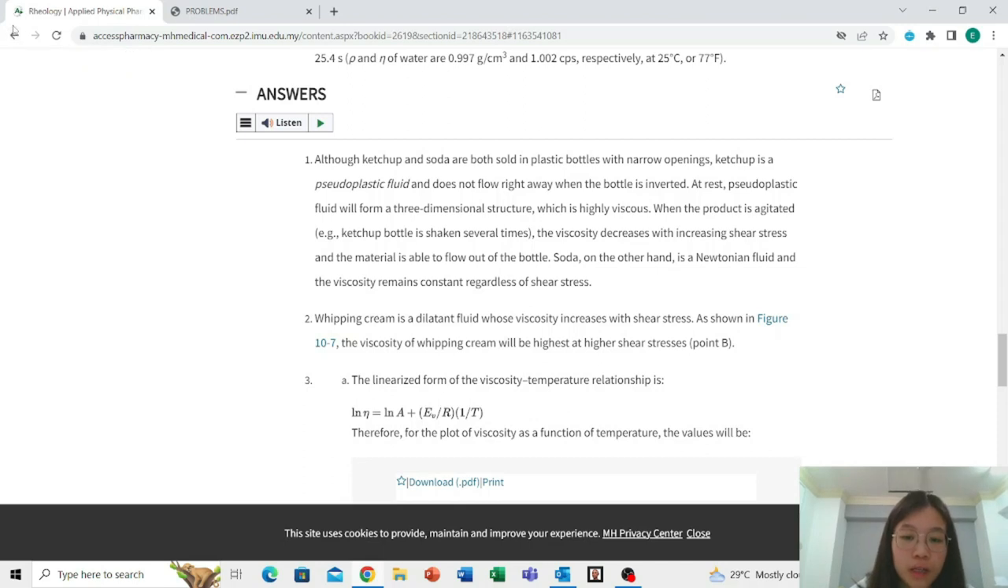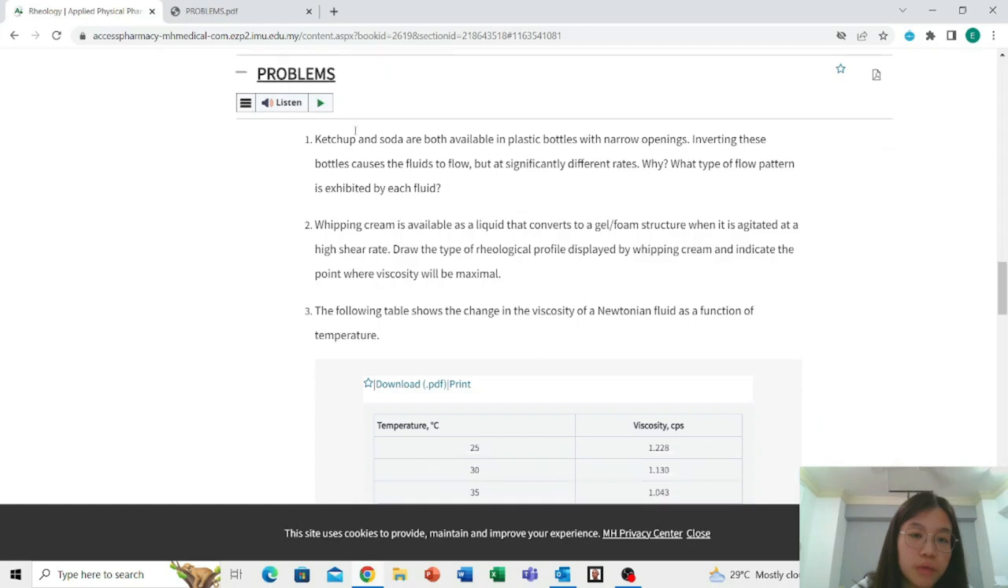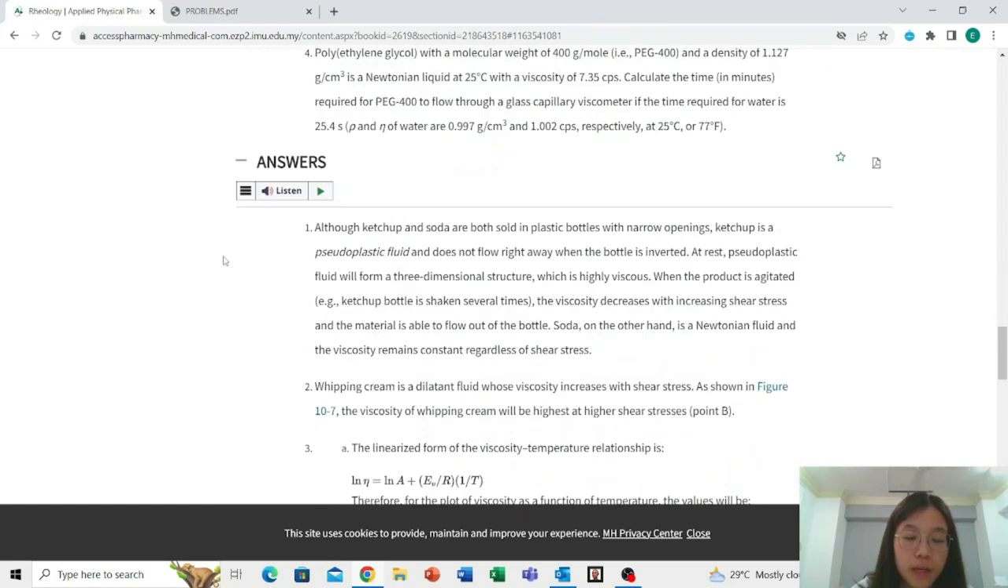So what I like in this ebook is, as you can see, they have the problems and answers, so I can attempt them before my exam to check my understanding. Therefore, I strongly encourage pharmacy students to read this book as it is beneficial in your academic and future workplace.